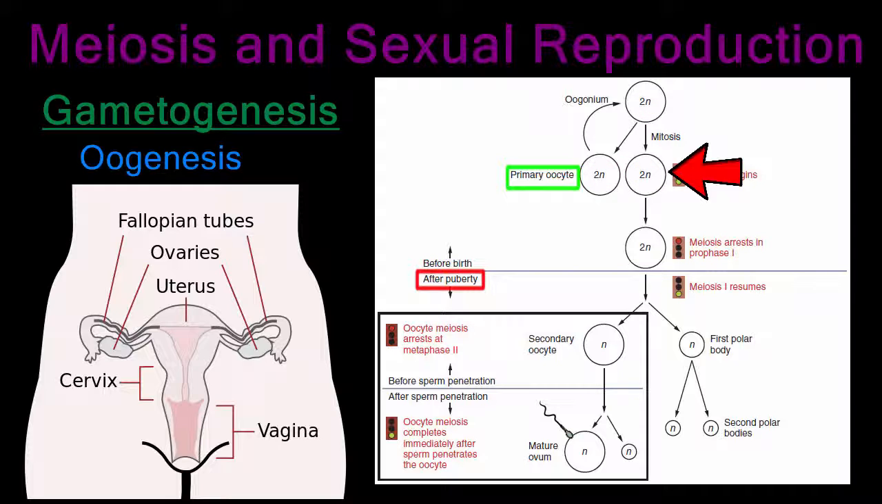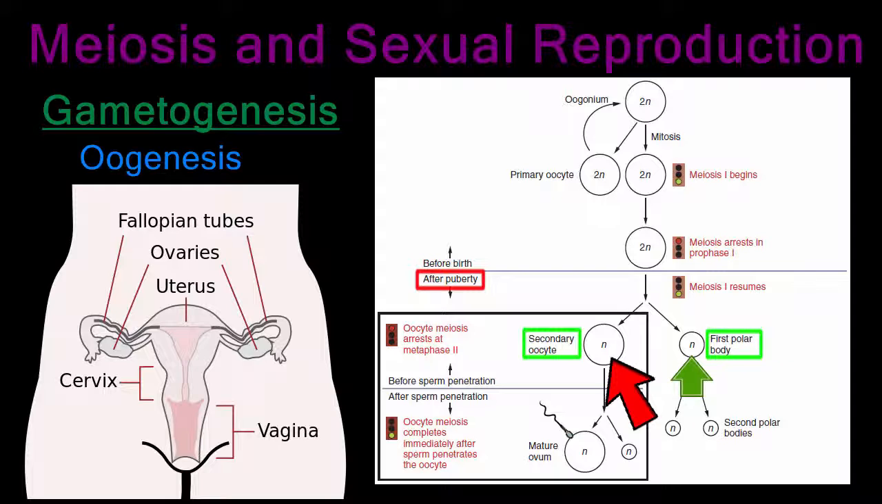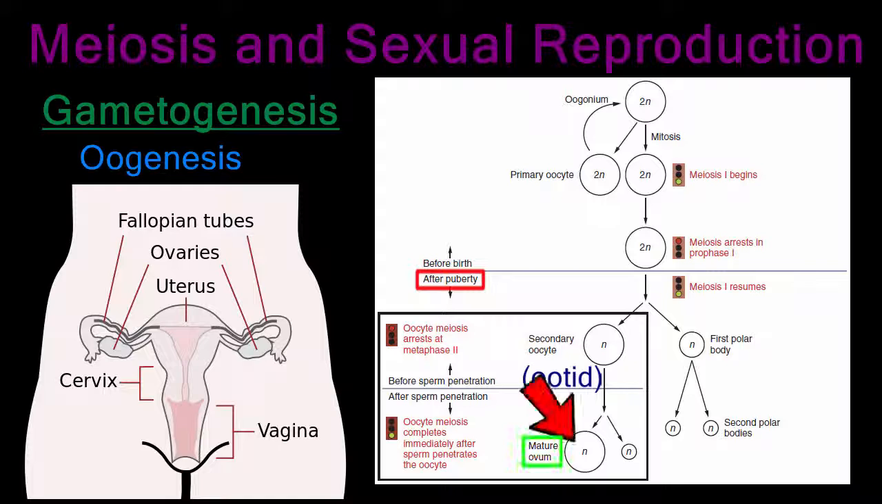After puberty, the primary oocyte resumes meiosis. The primary oocyte divides unequally, producing a large secondary oocyte and a much smaller polar body. Both the secondary oocyte and the polar body are haploid cells. Each cell goes through the second meiotic division. The secondary oocyte undergoes another unequal division to produce a large ootid and another polar body. The ootid will eventually develop into a mature ovum or egg cell that will be released from the ovary during ovulation. The three polar bodies break down and deteriorate.